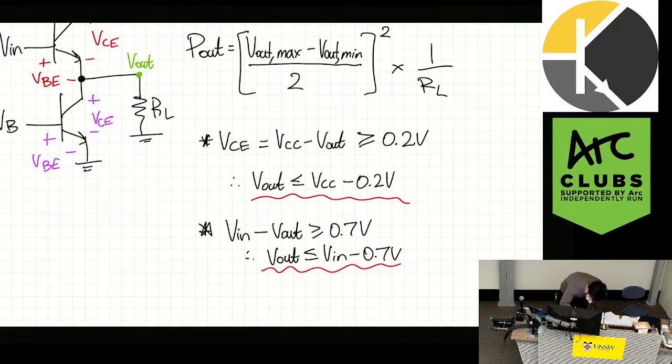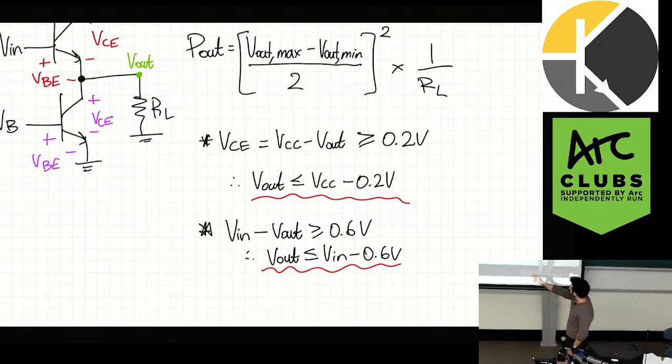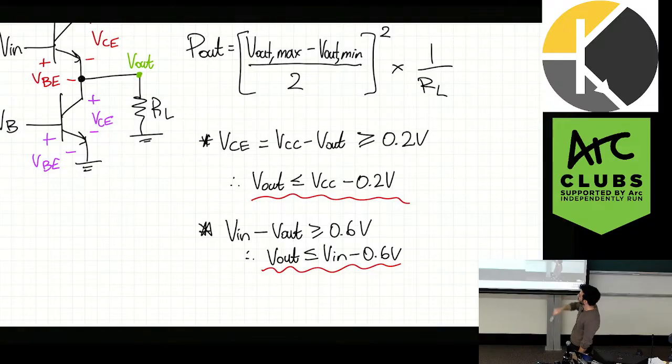Yeah, sorry, you're spot on. The question says 0.6. My apologies. Okay, so 0.6 volts. So now we have two conditions, right? Which one do we use?